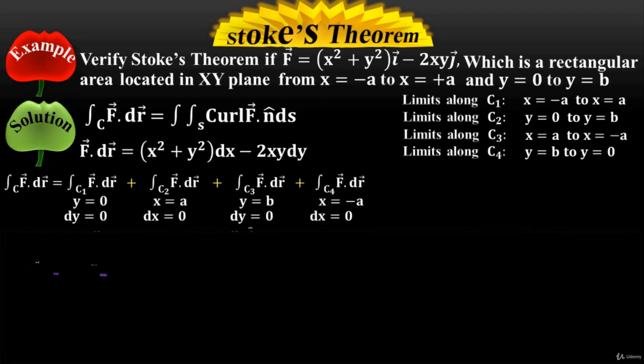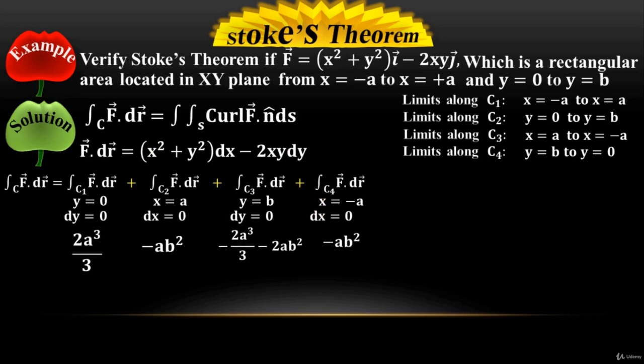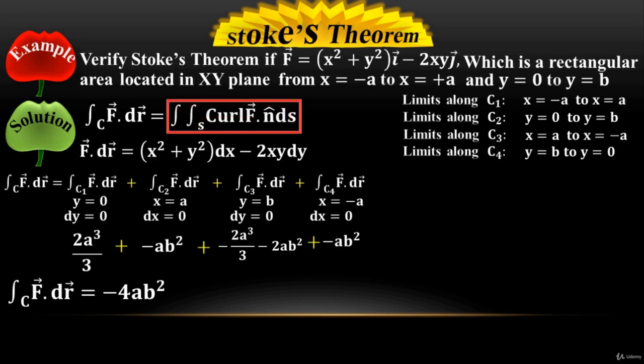Just put C4 here under this integration term. Take their addition, so finally I got minus 4a times b squared. This is the final value. Now I'm going to calculate the right side, which is the surface integration.